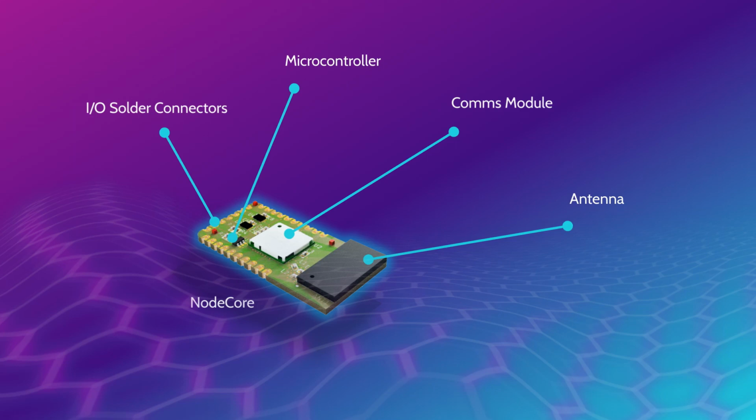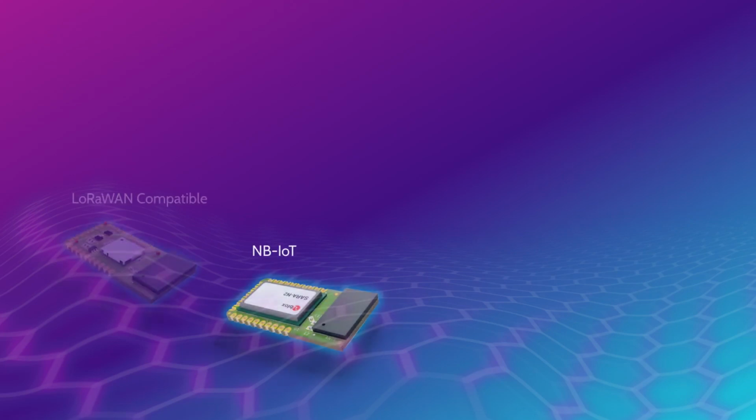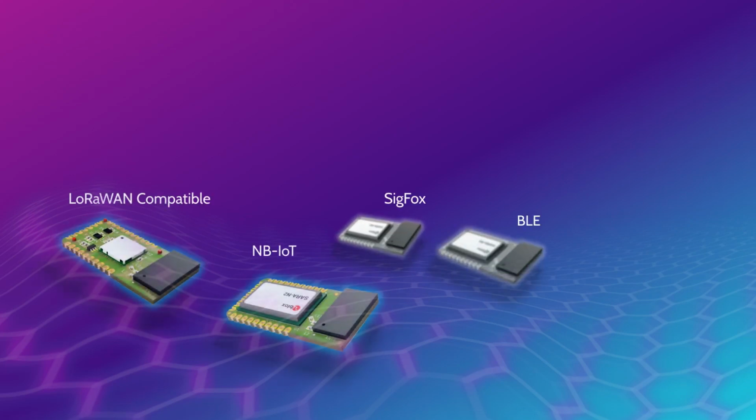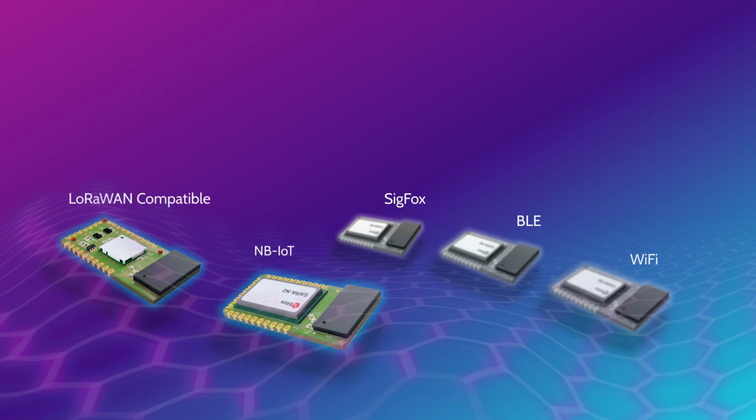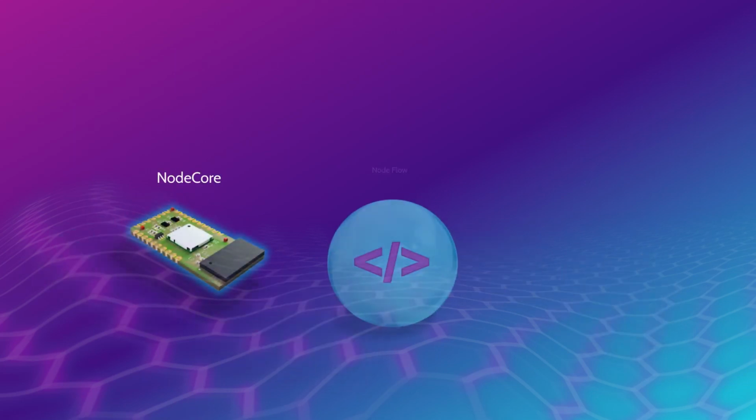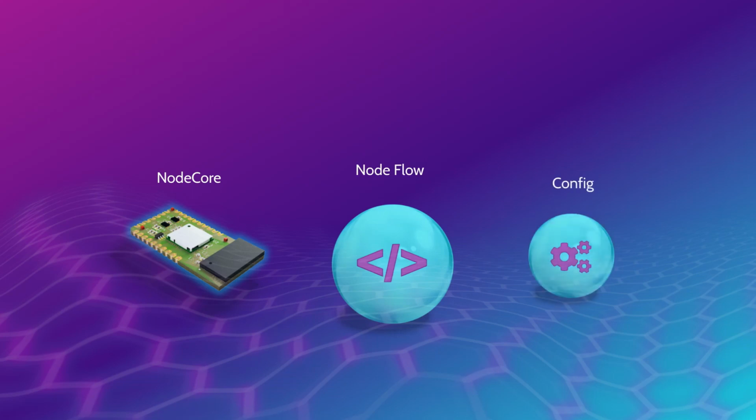The different varieties have the same form factor and are designed to be pin compatible, meaning that a designer can switch from one connectivity technology to another without redesigning their entire product. At the moment we have prototypes for NB-IoT and LoRaWAN compatible node cores, but we plan to add more options in the future. We also provide a software SDK for the Node Core modules called NodeFlow that makes it even easier for a developer to get their device connected to ThingPilot.